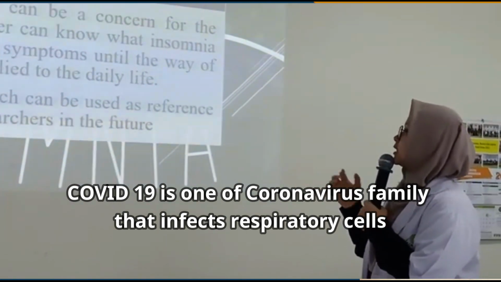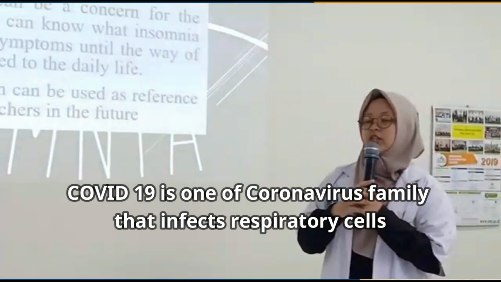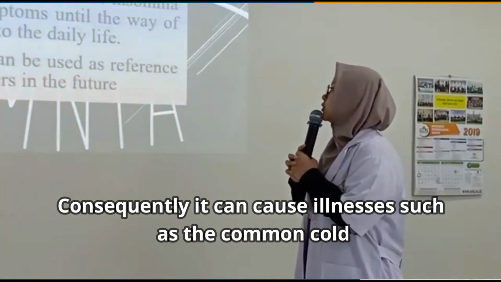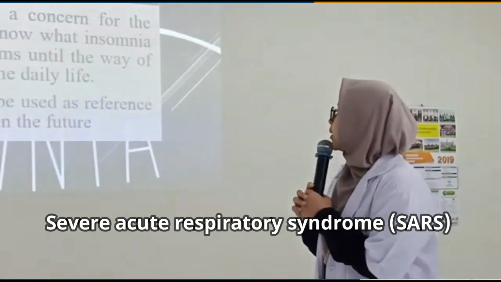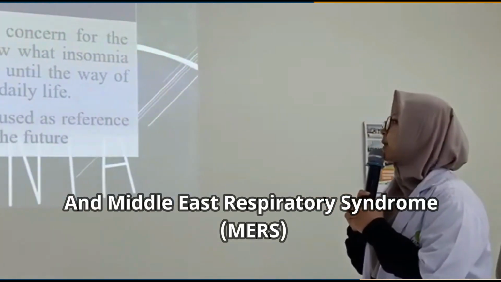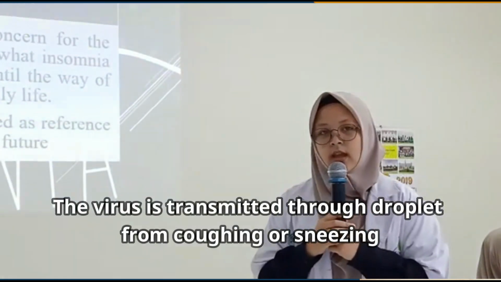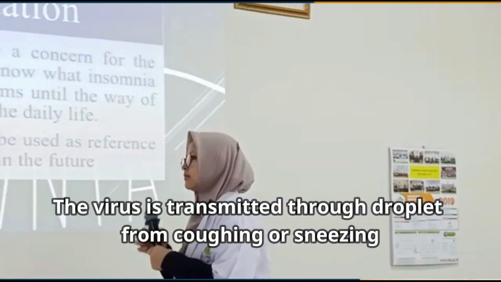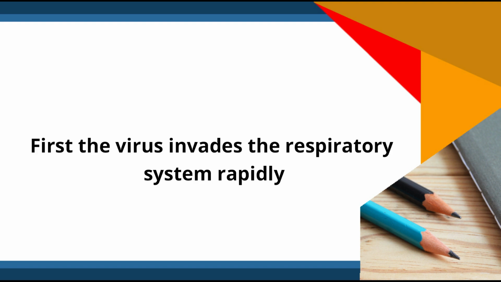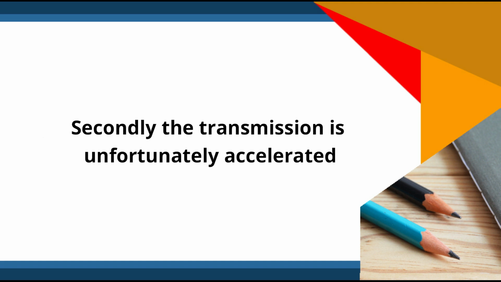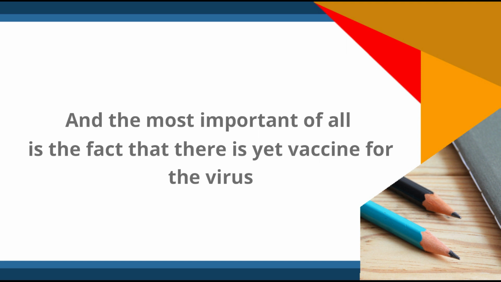First of all, let's get to know about COVID-19. COVID-19 is one of coronavirus family that infects respiratory cells. Consequently, it can cause illnesses such as the common cold, severe acute respiratory syndrome or SARS, and Middle East respiratory syndrome or MERS. The virus is transmitted through droplet from coughing or sneezing. It can be a life-threatening disease. First, the virus invades the respiratory system rapidly. Secondly, the transmission is unfortunately accelerated. And the most important of all is the fact that there's yet any vaccine for the virus.